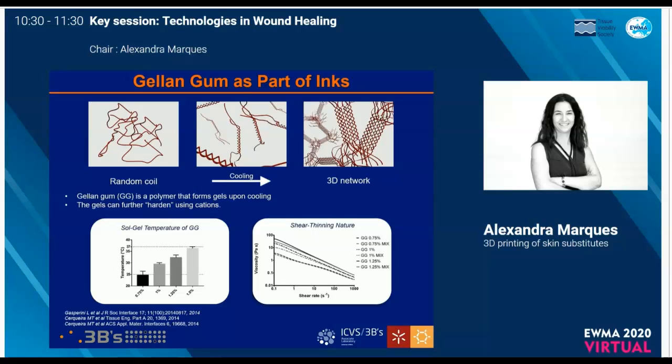In addition to these characteristics, it's also important to understand and to see that gellan gum solutions also have a shear thinning nature, which means that when they are subjected to stress, their viscosity decreases. Again, if you think on printing, you can see that this decrease in viscosity is beneficial for not causing any additional stress to the cells that are being printed.